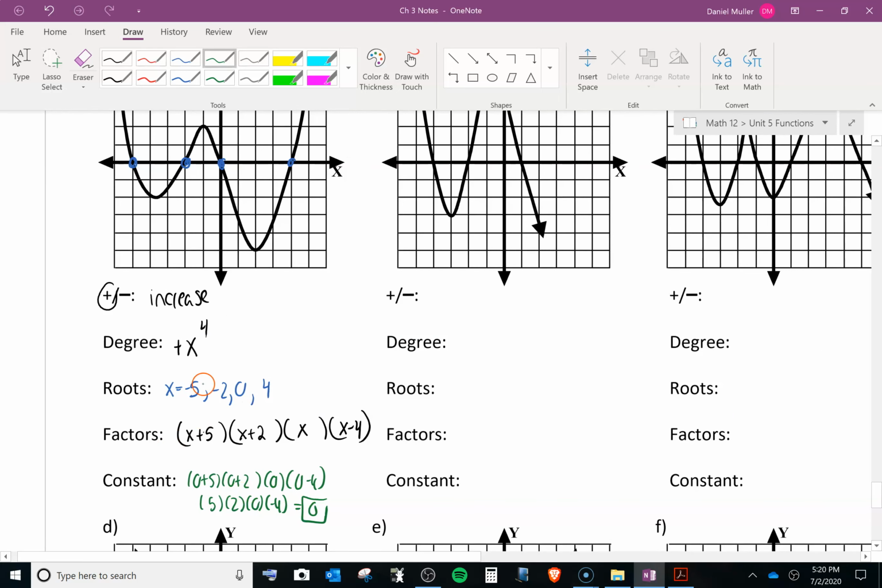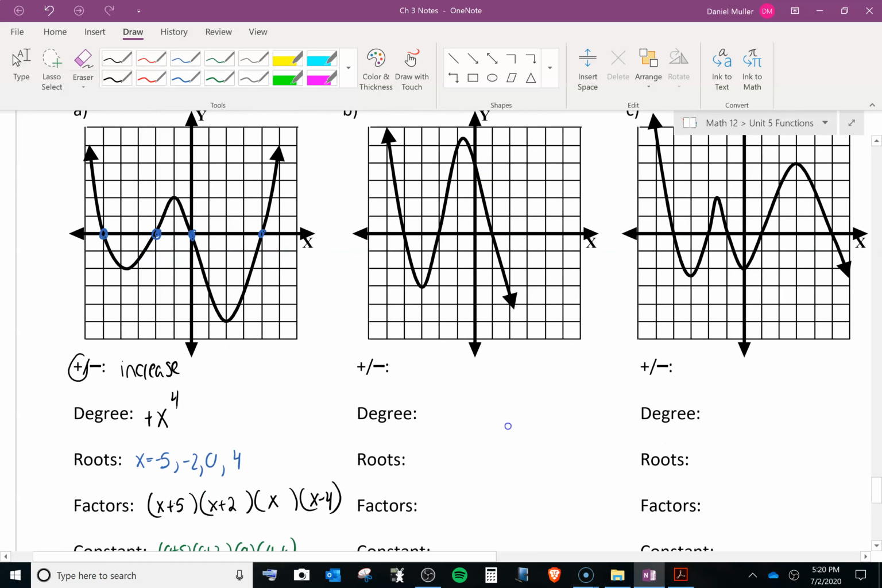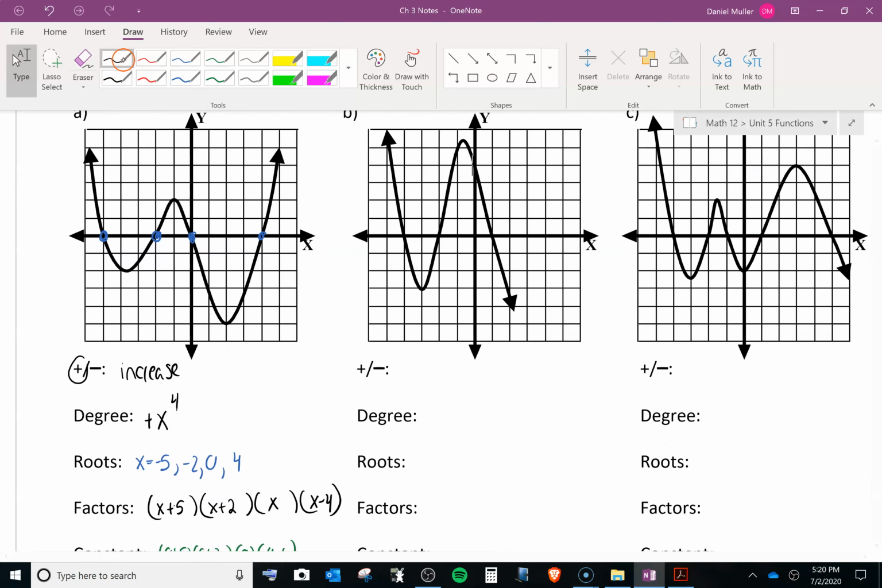I got my roots. Because it looks like, right here, 1, 2, 3, 4. It looks like it crosses at 4. But remember, for these, the y-intercepts, they never really match. So we actually have to find that number out completely. Okay, take a look at the next one.